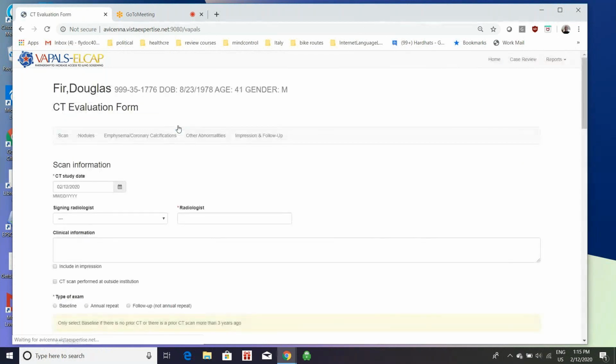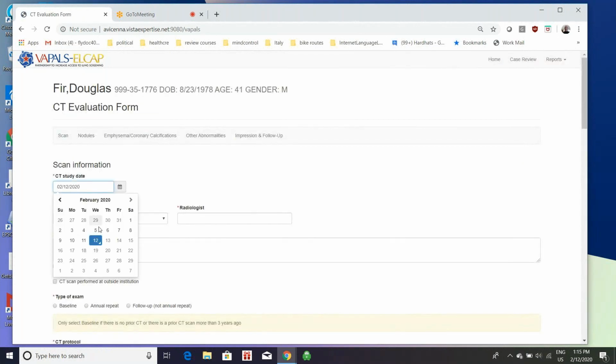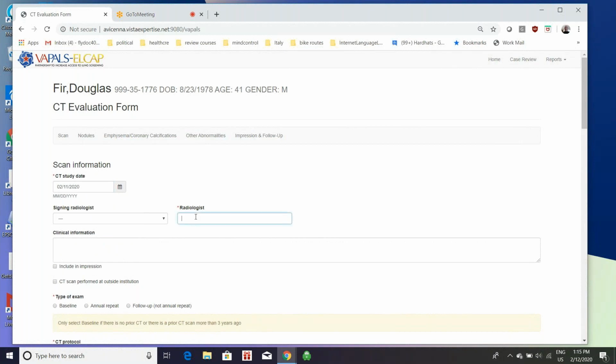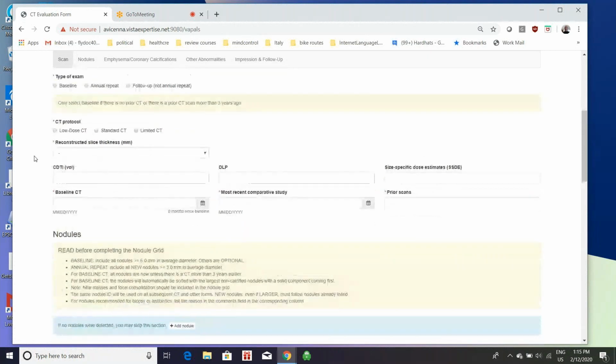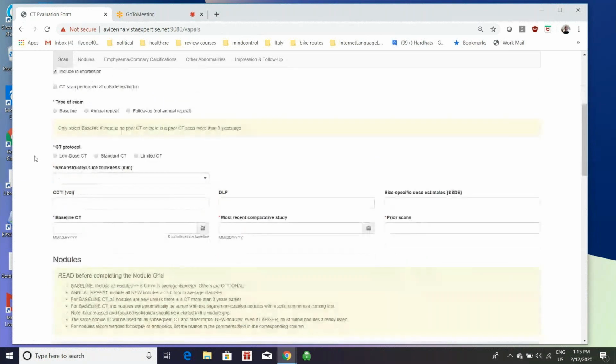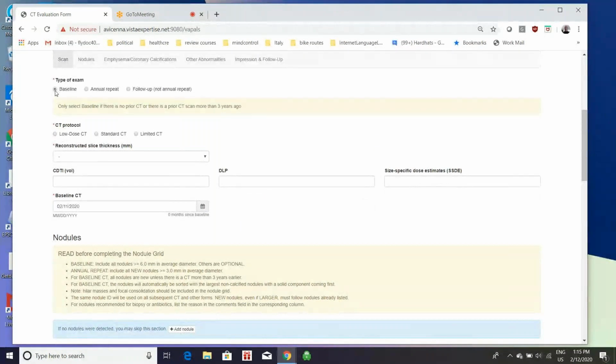So we're creating a new form. Let's say this is yesterday, and you can put a person in there. And clinical information, all we know is that this patient is a smoker, right? So we can include that in the impression later on, though, as you can see, just by making that checkbox. And this is the very first exam in this series that we know about. So we're going to mark that as the baseline exam.